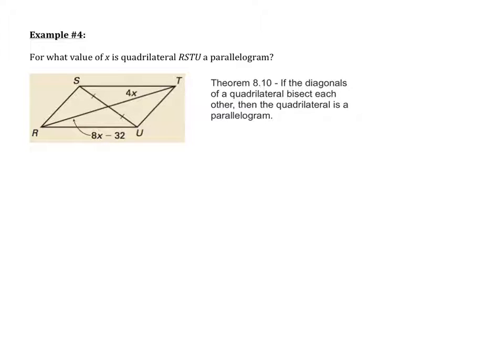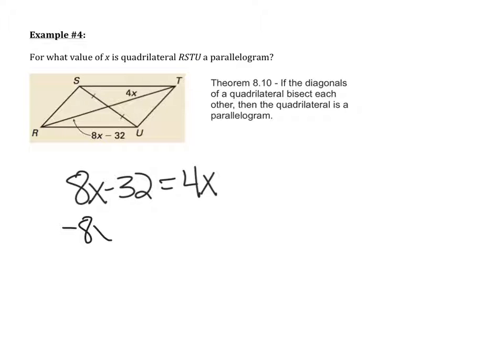Notice that diagonal SU is being bisected, but we are not told that diagonal RT is bisected. But we could make it so that RT is being bisected if we set 8x minus 32 equal to 4x. Then we just need to figure out what x would be to make the two parts of the diagonal equal to each other, meaning that they're being bisected. So it's a matter of solving for x.